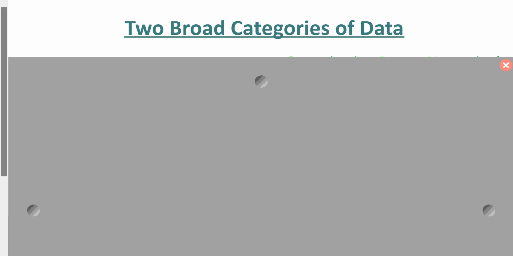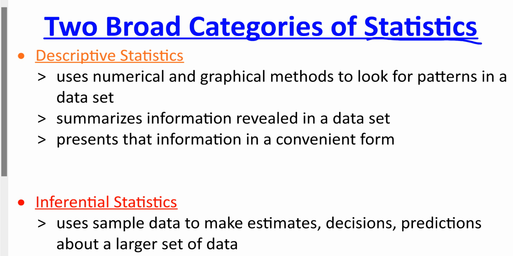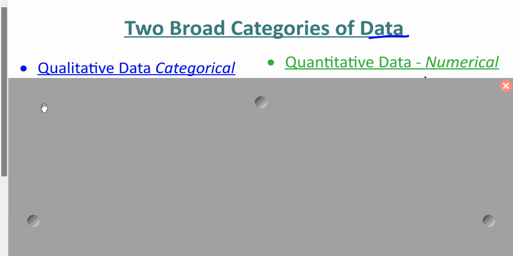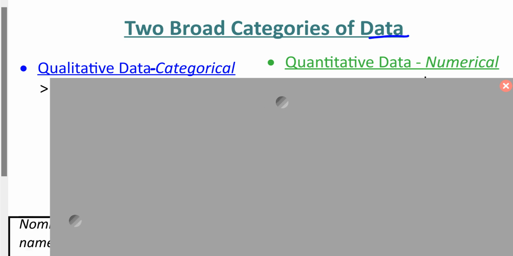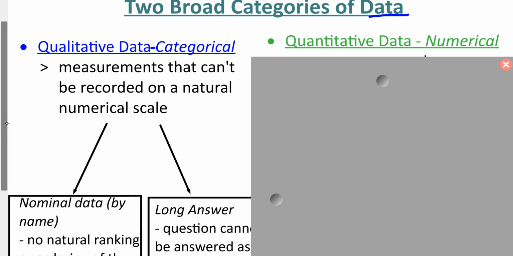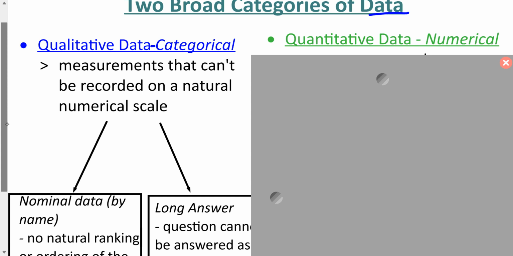Now, since we're talking about data, there's actually two broad categories of data. So last slide had statistics. Now we're looking at two different categories of data. There's qualitative and quantitative, and I'm sure you've heard the difference of them. If you've made it this far in math, you've heard the difference between qualitative and quantitative. So qualitative, which is often called categorical, has to do with categories or characteristics instead of numbers necessarily. So it's measurements that can't be recorded on a natural numerical scale.